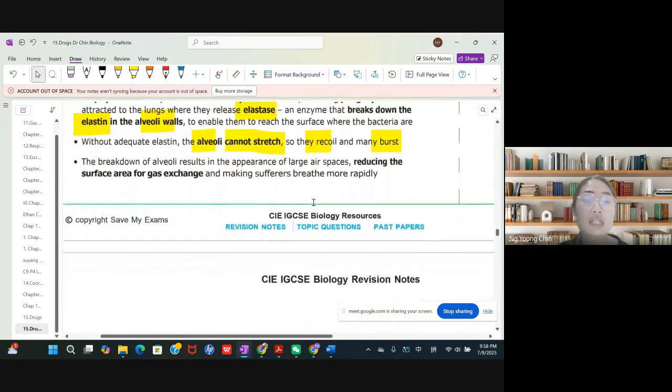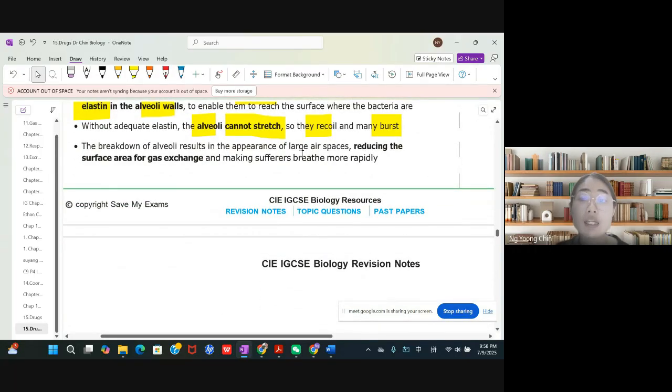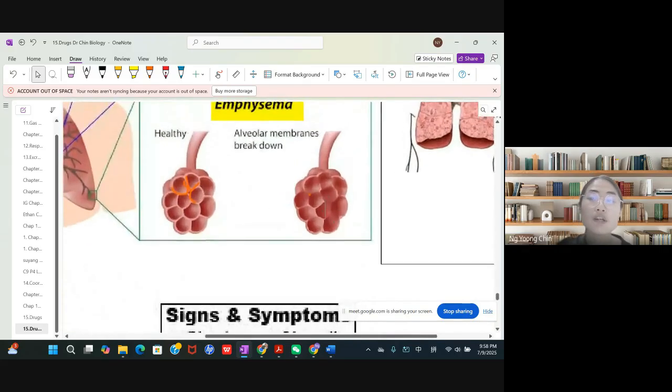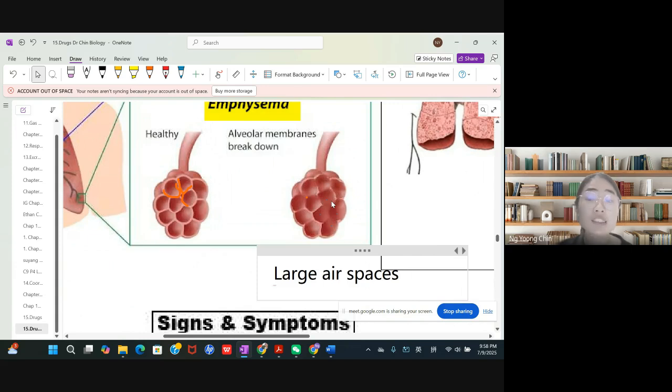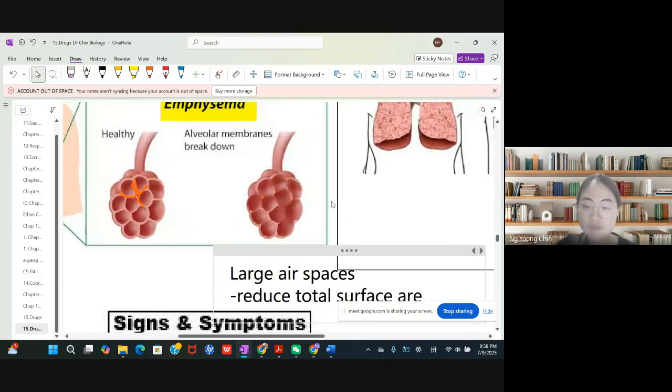Whenever you break down the alveolus, it will cause a large airspace, like this one. See, a very large airspace, connected with each other. So this will reduce the efficiency of gaseous exchange. That's why your alveolus will take in less oxygen and release less carbon dioxide, because you are reducing the total surface area.